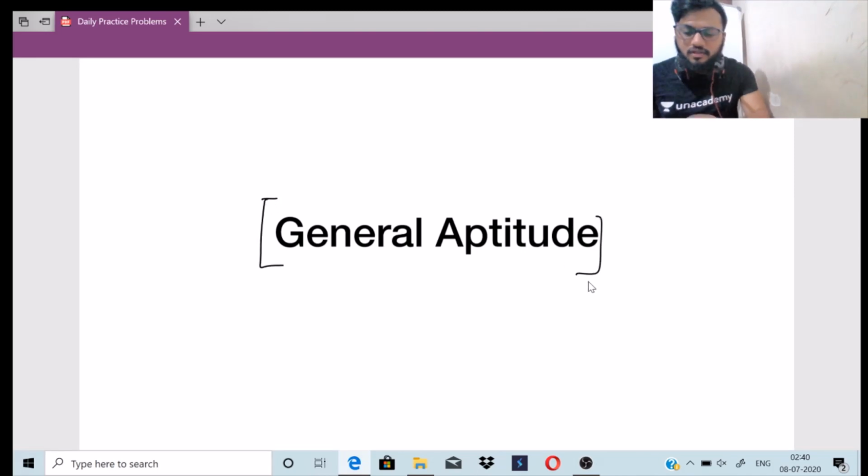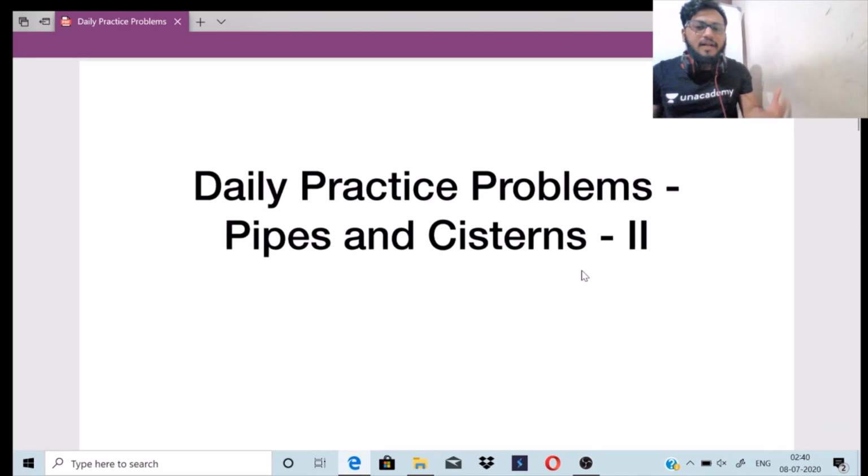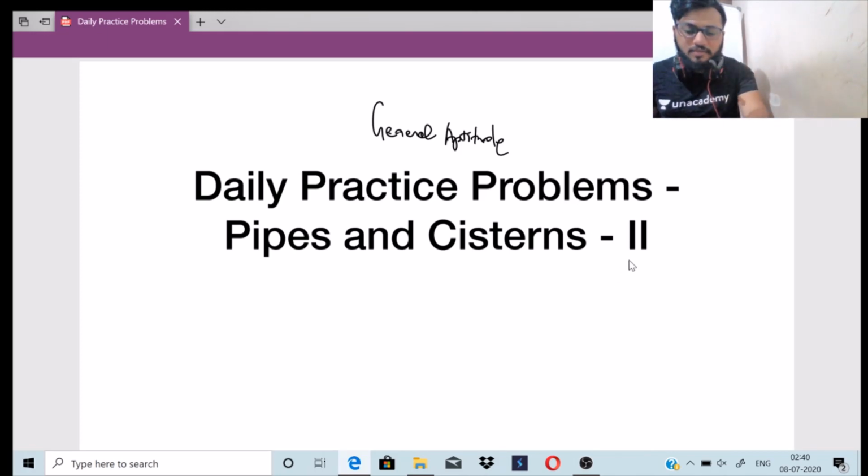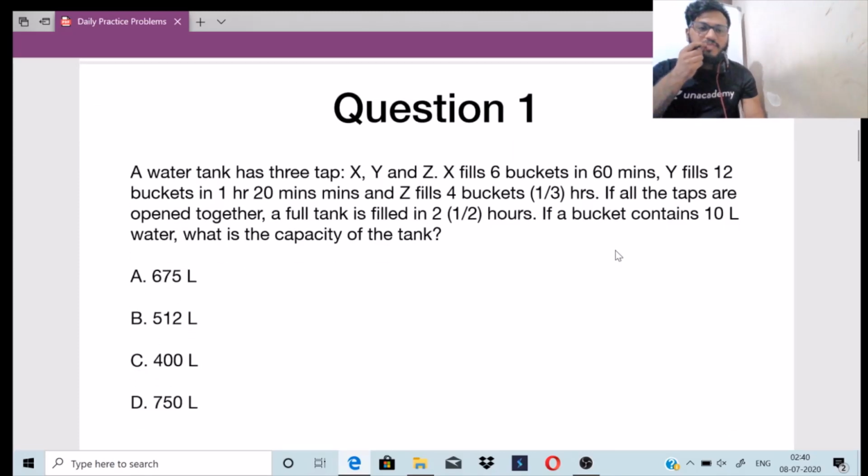Okay, so we are back with our daily practice sessions for the general aptitude part. Now we'll be starting the second part of the pipes and cisterns. Two days before, you had the first part of the pipes and cisterns, and now we'll be moving on to the second part. So let's move on to the first question.